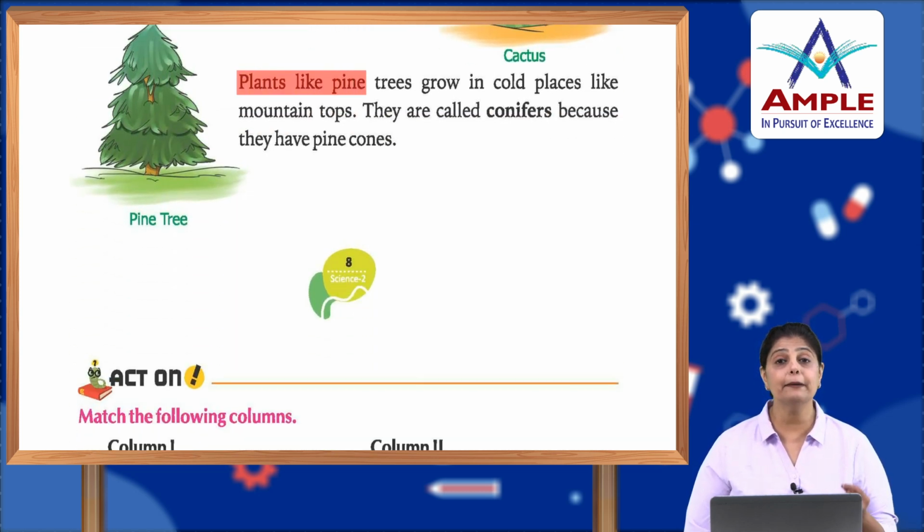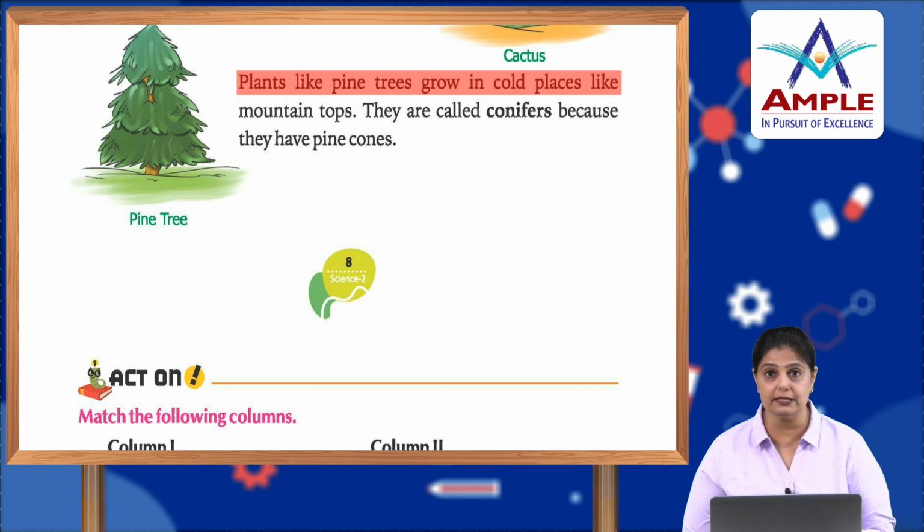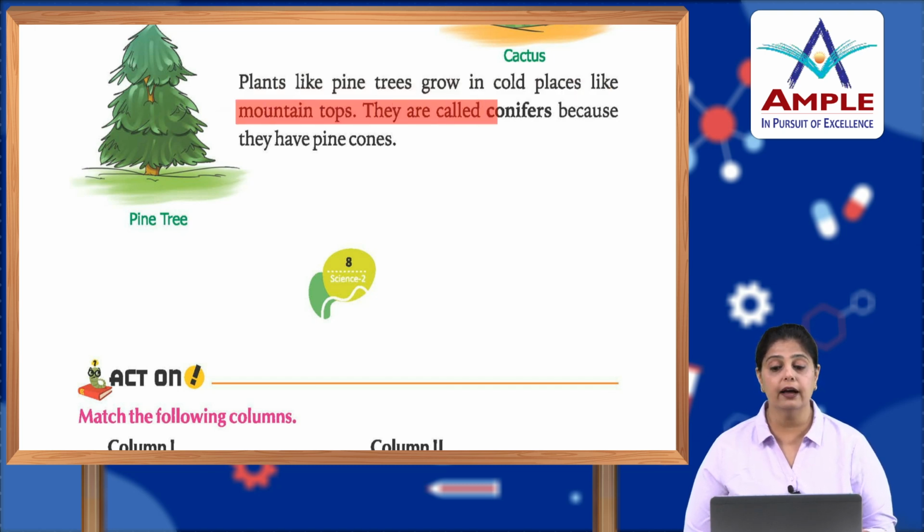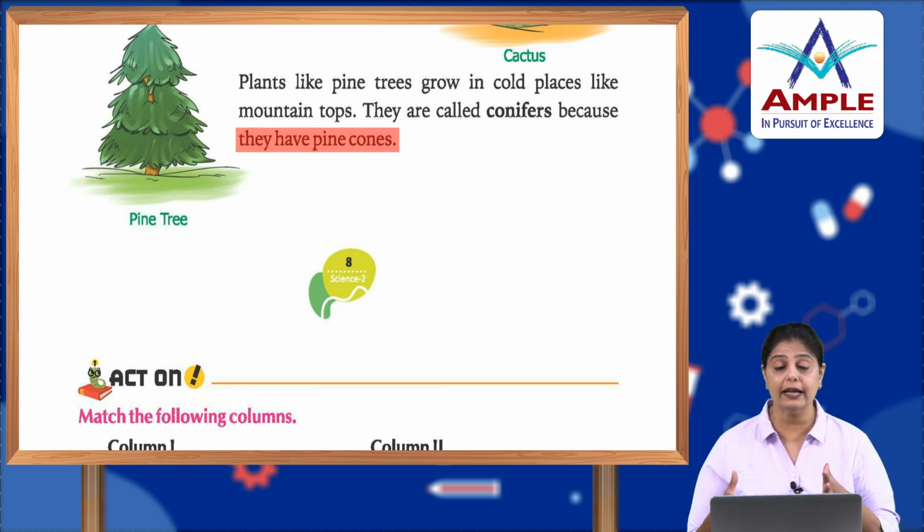Now, plants like pine trees grow in cold places like mountain tops. They are called conifers because they have pine cones, okay. If you look at the pine trees, look at the shape of it, it is conical in shape. Generally you find them in the mountain areas, and this is because when the snow falls or it rains a lot, the snow or the water can glide down and not settle on the leaves itself, okay. It starts gliding down and falling down on the soil, okay.